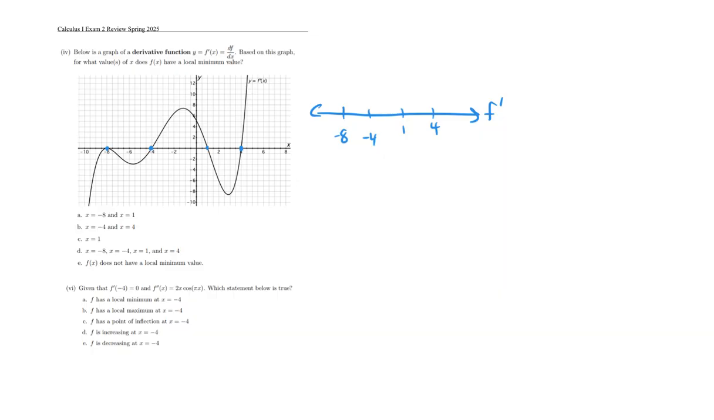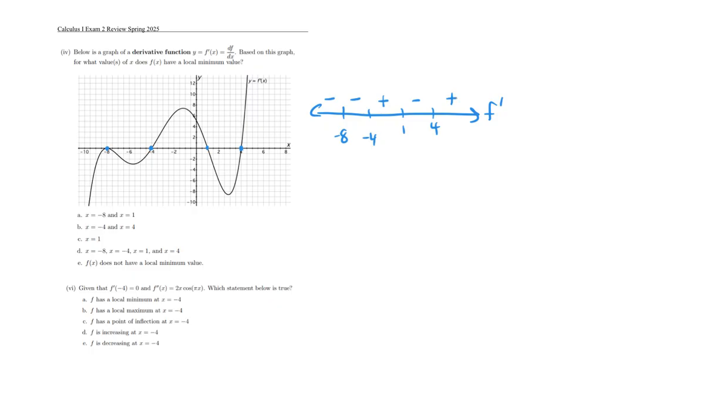So for x less than -8, my derivative is negative. Between -8 and -4, the derivative is negative. From -4 to 1, the derivative is positive, it's above the axis. From 1 to 4, the derivative is negative. And from 4 to infinity, the derivative is positive.